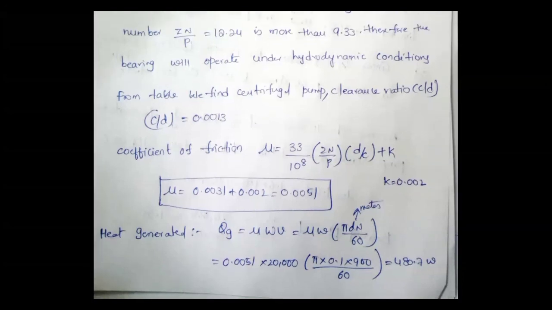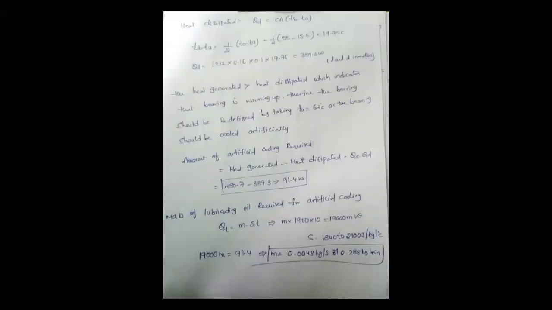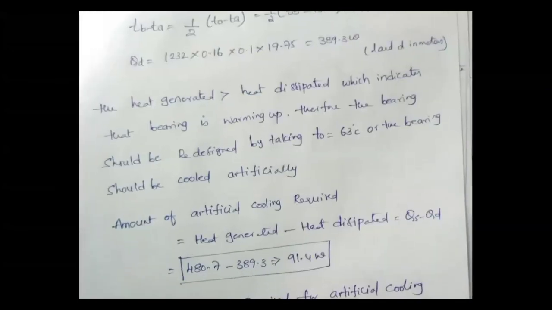Next is the amount of heat dissipated. See, the amount of heat dissipated value is 389.3. So that is about 400 for generation and about 380 for dissipation. It means the amount of heat leaving is less. Please understand: the amount of heat generated is more and the heat leaving is less. What happens? Still some amount of heat is left on your bearing.